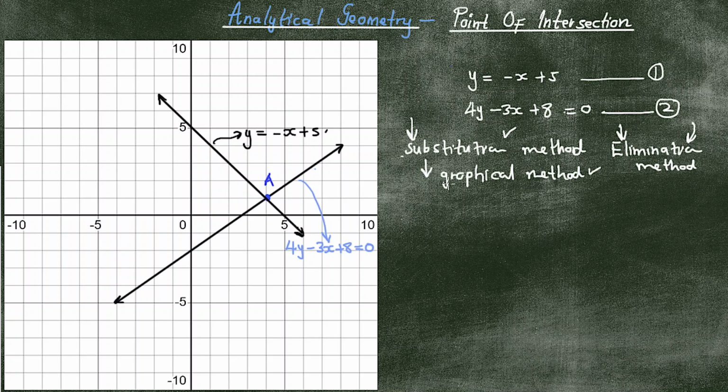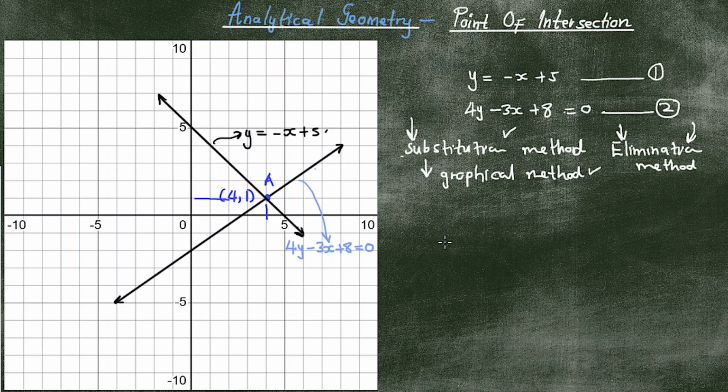The graphical method is part of analytical geometry, because most of the sketches are not drawn to scale. Like the one I have here, this is an example of a Cartesian plane drawn to scale, because you can read the point of intersection right off the graph. The coordinates of A are actually 4 and 1.